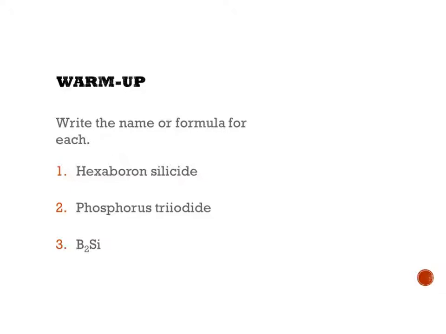And so what is the symbol for boron, guys? B. And then what is silicide? Silicide. It's Si, right? It's just silicon. And then how many borons? 6, right? Because we have hexa, we know it's 6. Okay?